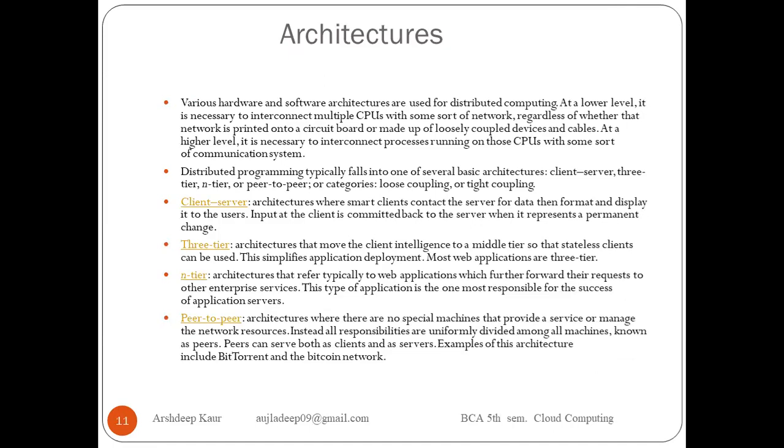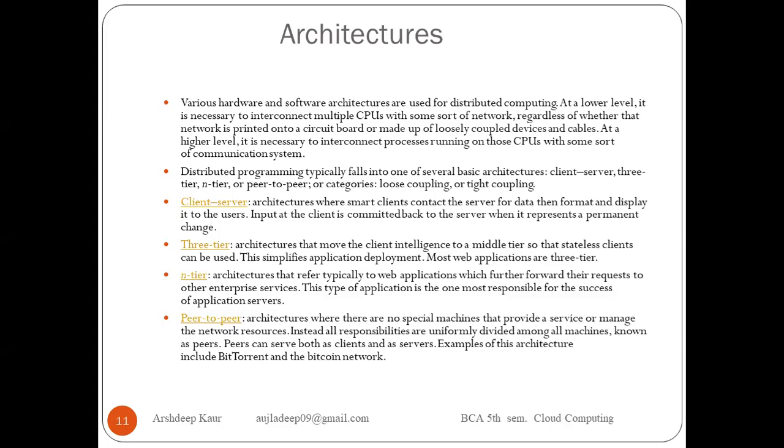We have client server architecture. We have a 3-tier architecture. We have an n-tier architecture, or we have a peer-to-peer architecture. In client server architecture, we know that we have one client and one server. Both can communicate with each other directly.